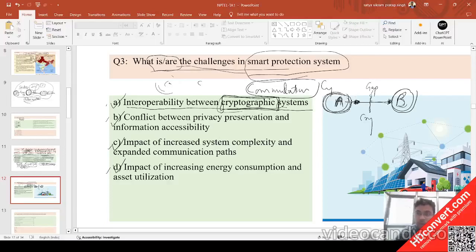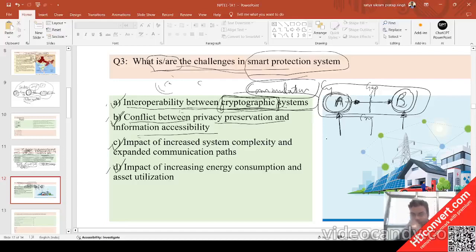If both systems are capable of accepting and delivering messages and exchanging information, that is the important part of the smart protection system. Suppose there is a failure at point A, you have to inform B that A has a failure, and if there is no interoperability, there must be a problem in the smart protection system. Coming to B, the conflict between privacy preservation and information accessibility.